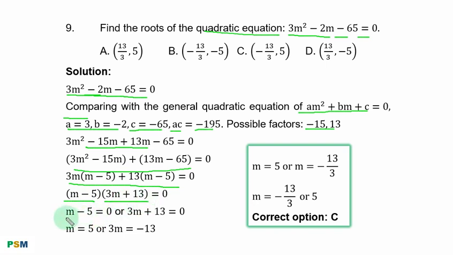You equate each term to 0 and transfer the constant terms respectively. But here, to get m, divide both sides by 3 and you have it in this form. Therefore, m is equal to minus 13 over 3 or 5. The correct option is C.